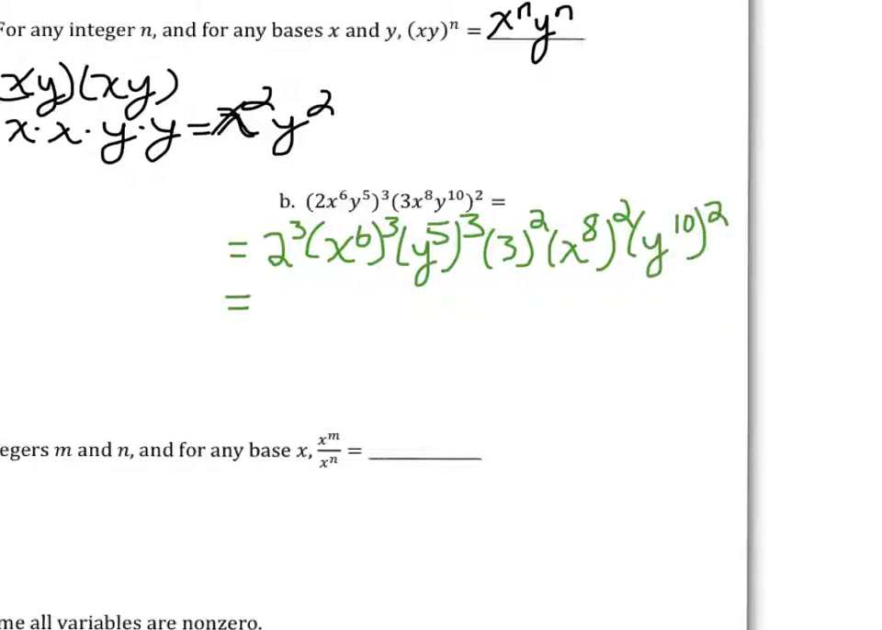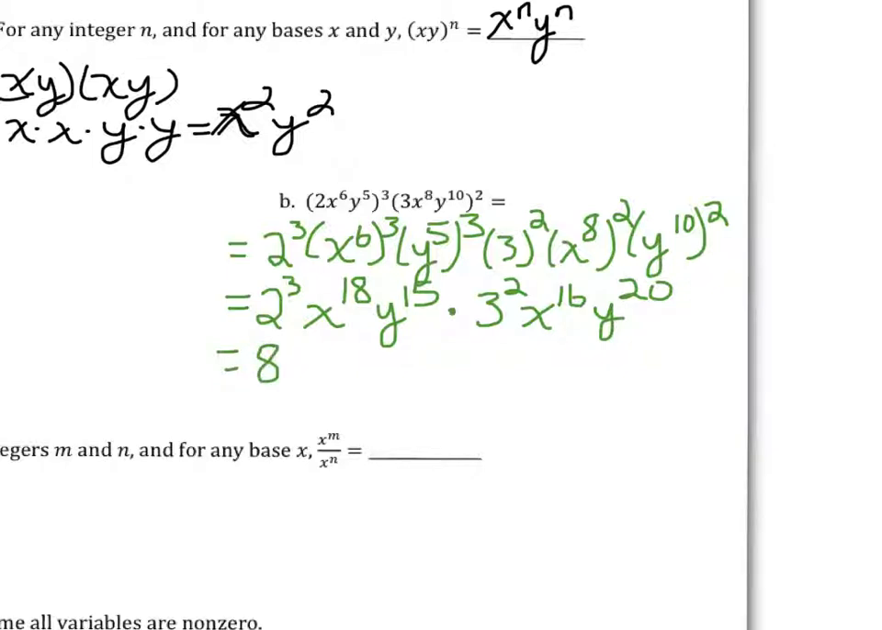Now I'm going to worry about simplifying my exponents first. So I'm going to leave this 2 to the 3rd the same. But when I have this 6 and 3, if I multiply them together, I get 18. Y to the 15th times 3 squared, x to the 16th, y to the 20th. Okay, to continue, notice I have a 2 to the 3rd power, that's 8. I have here an x to the 18th and an x to the 16th. Right? So when I combine those together, I have to add those exponents. That's going to give me an x to the 34th power.